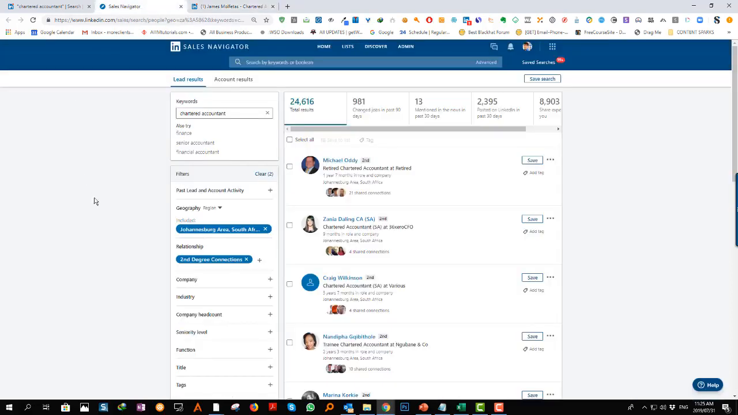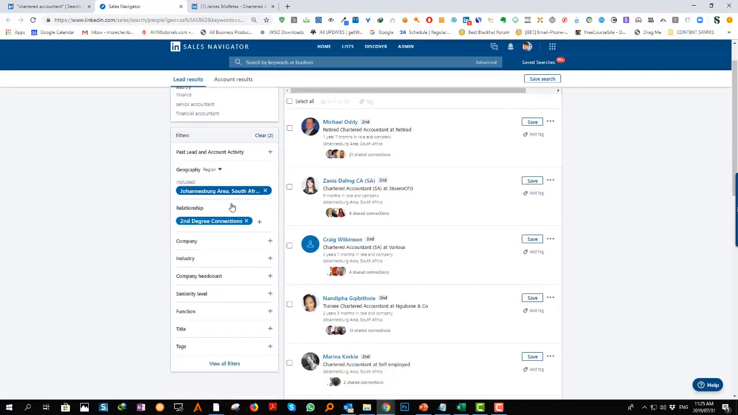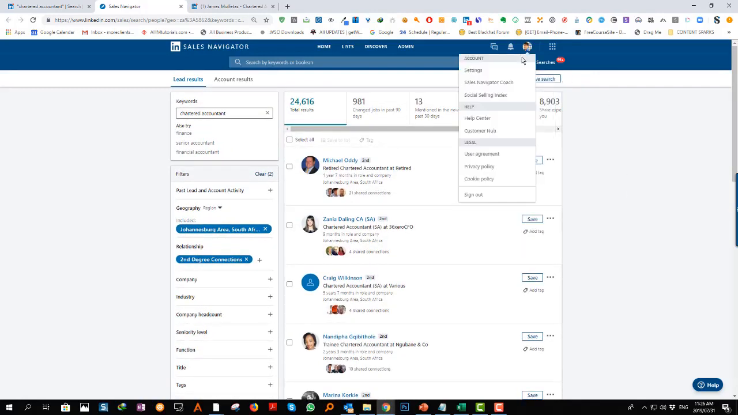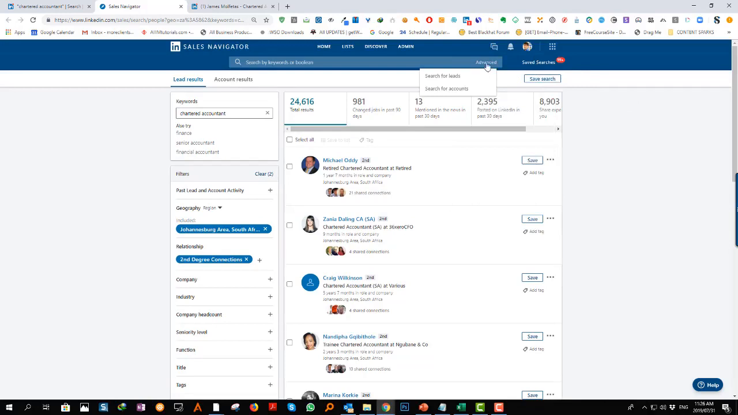So as we now go in here, you can see we've got Chartered Accountant, and we've got our results. And you can see over here the filters that we've got, we've currently still only got the first 2 filters. Now, another way to get into this, if you were in Sales Navigator itself, you will see, if you click on the advanced here, I'm just going to hover over it, you'll see we can search for leads, or we can search for accounts. So accounts are for bigger sales organizations where they're looking for companies. We generally, as accountants, are more concerned about leads. So we would click that.